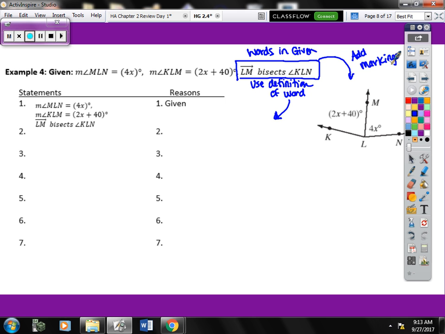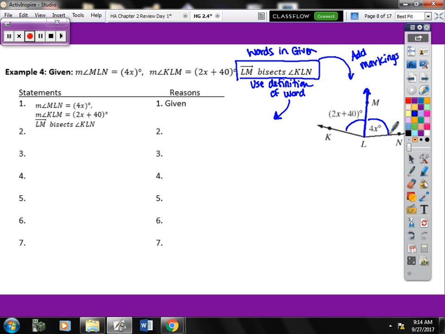It says ray LM bisects angle KLN. What kind of markings can I add in if it's a bisector? Congruent markings, yes, but where? On segments, angles? On both sides of the angle. Good, on both sides of the angle. This ray is cutting this angle into two congruent angles. So this angle is congruent to this angle. Now, those markings need to be stated in the proof.